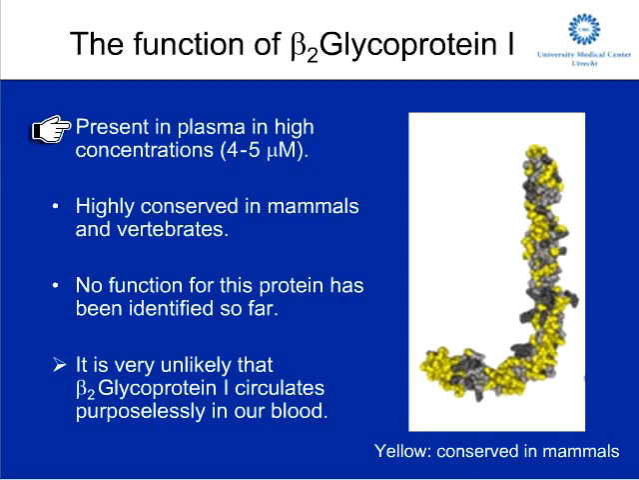But it is present in extremely high concentrations in the circulation. And it is highly conserved in mammals and vertebrates. And here's the crystal structure again, and we have made yellow all the amino acids that were conserved in all mammals. So these yellow amino acids are the same in all mammals, indicating that the protein is indeed very much conserved. So we think it's very unlikely that beta-2-glycoprotein 1 circulates in our body without any purpose.